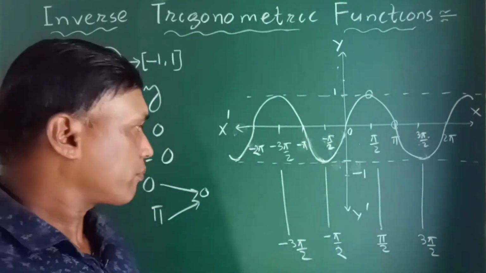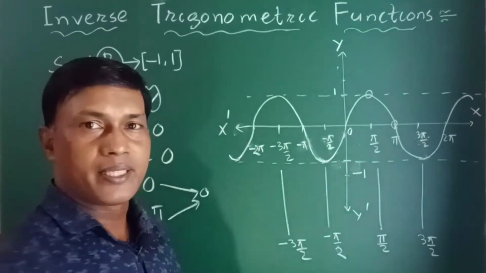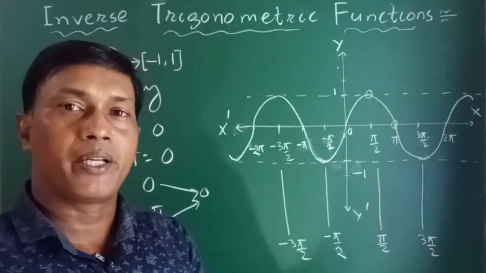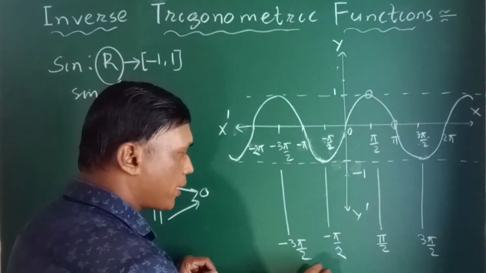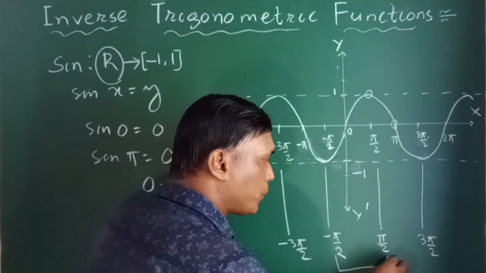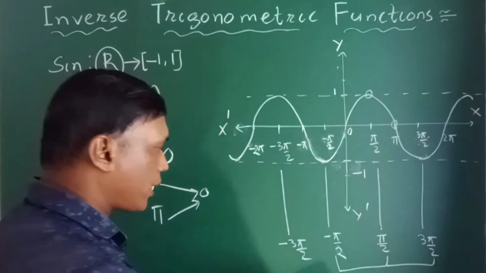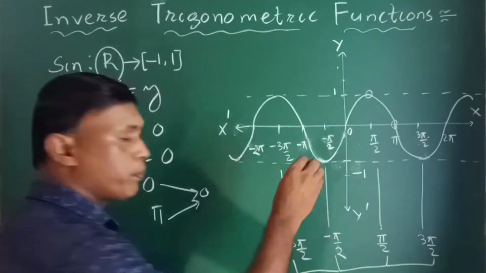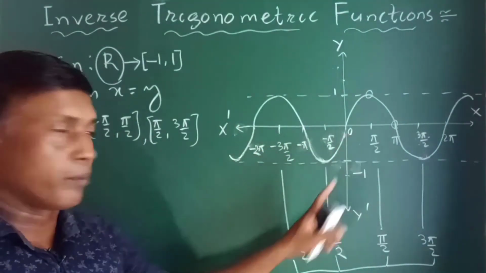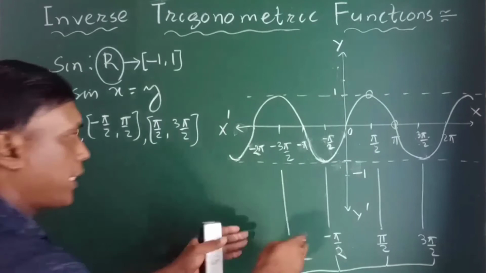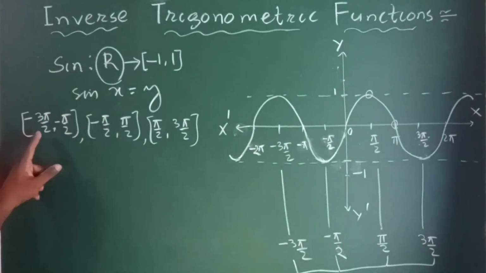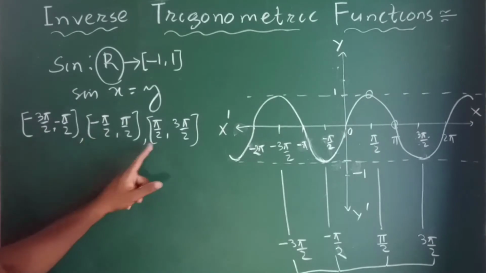Look here, suppose this real number line is divided into some intervals. I take some intervals here. One is minus pi by 2 to pi by 2, another is pi by 2 to 3 pi by 2, another is minus 3 pi by 2 to minus pi by 2. If I divide this real number line like this, I restrict the entire set to these intervals: minus 3 pi by 2 to minus pi by 2, minus pi by 2 to pi by 2, pi by 2 to 3 pi by 2.